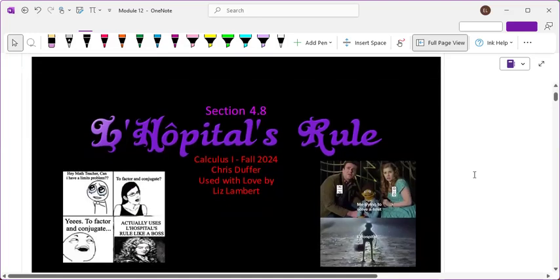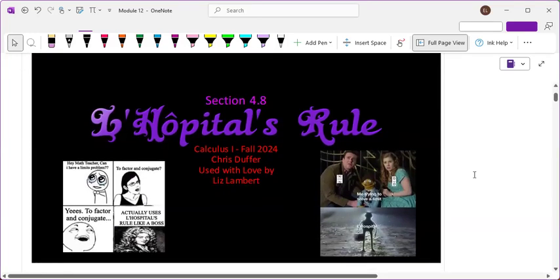So, L'Hopital. I hadn't really looked at the Muppet one here. Me trying to solve a limit. There's infinity over infinity. There's zero over zero. Ah, what do I do? L'Hopital coming to save the day.